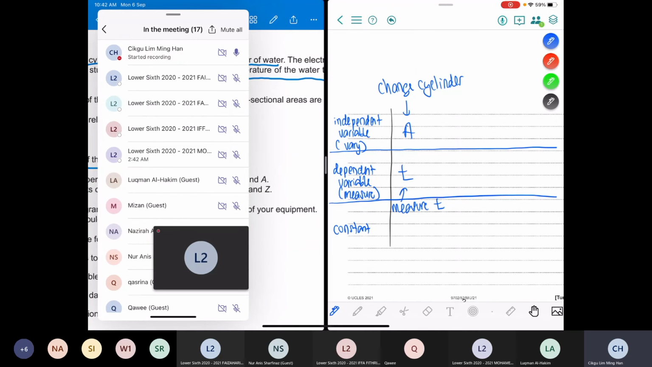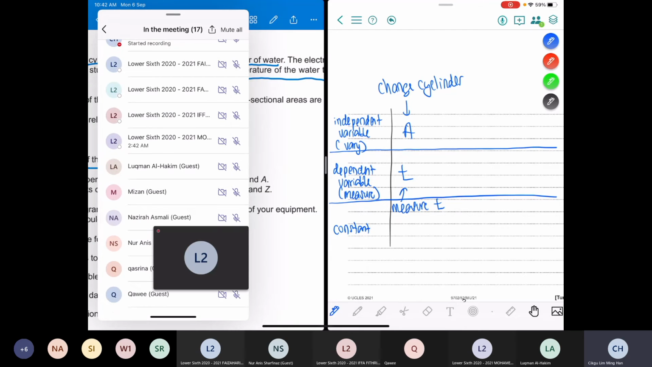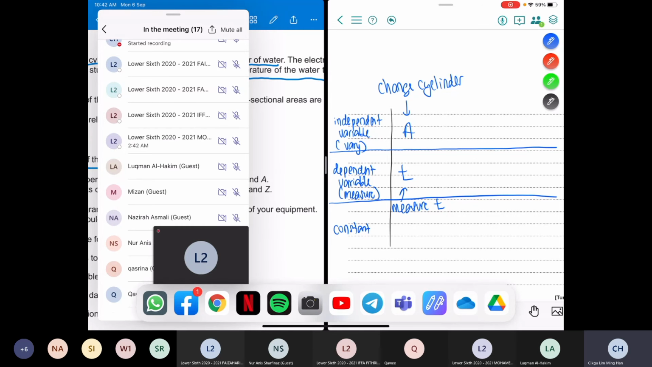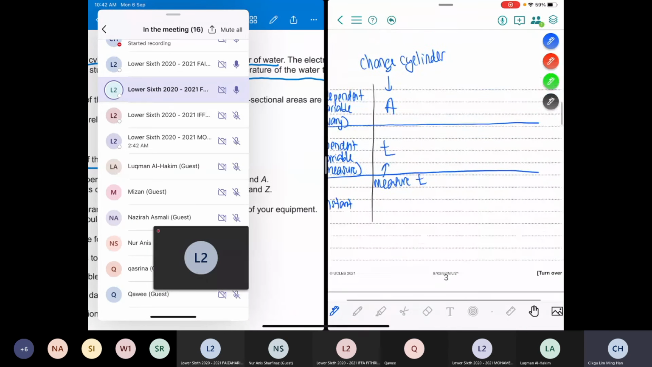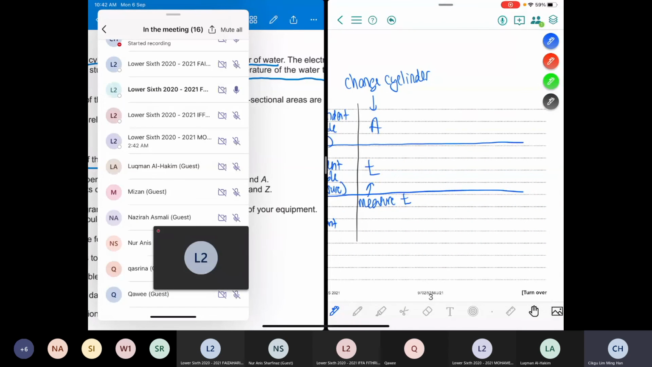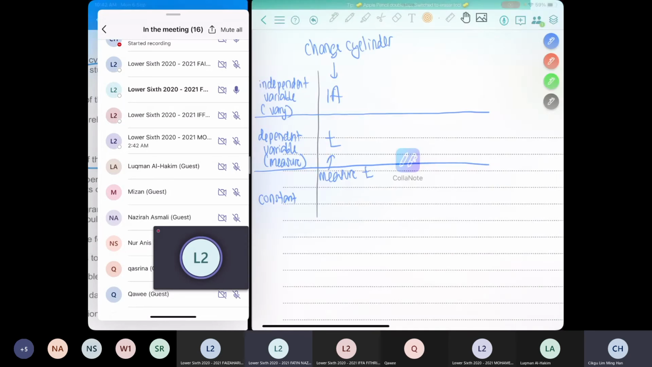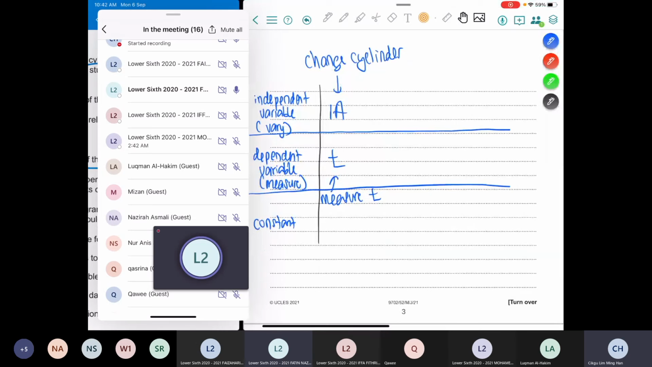Who is the second one? Let me check. Fatin Naziha, right? Fatin Naziha, are you there? Yes. Can you tell me how do you find the area? First find the diameter using vernier calipers. Okay, thank you.